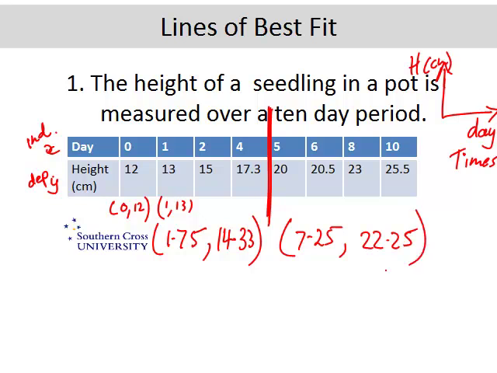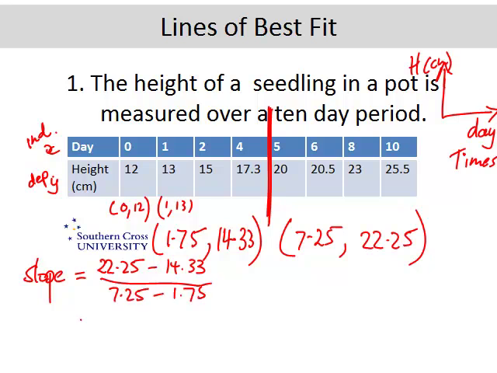Working out the slope, we go back to the method that we used in the previous slide. In the line of best fit process, we're just deciding on a way of getting our 2 points, and then we go through the same method. So we need to find the slope, so it's 22.25 subtract 14.33 over 7.25 subtract 1.75, and doing all that work, that comes out at 1.44.